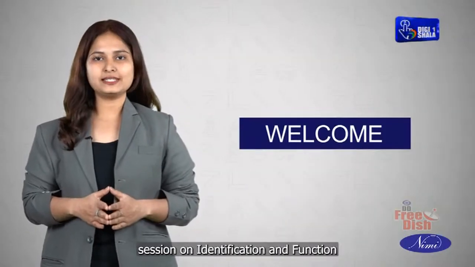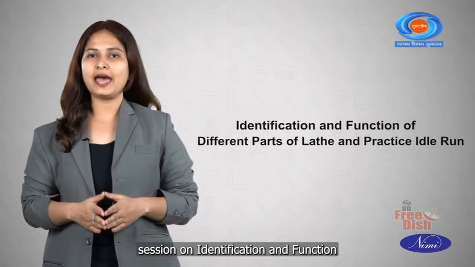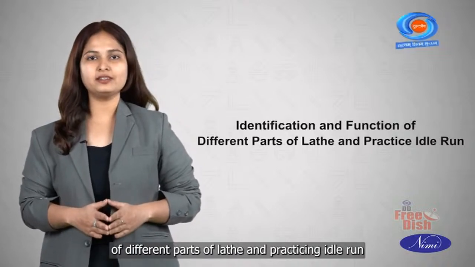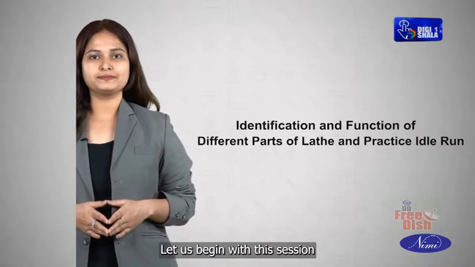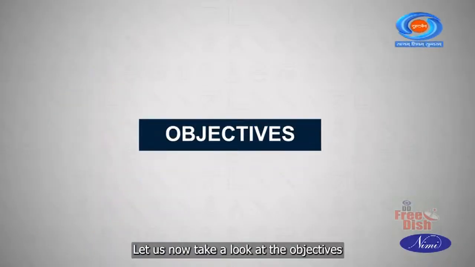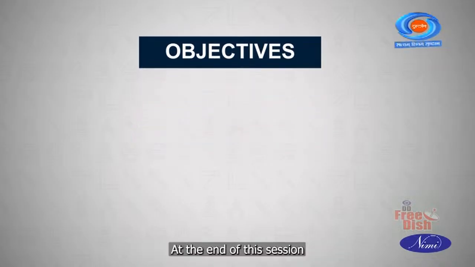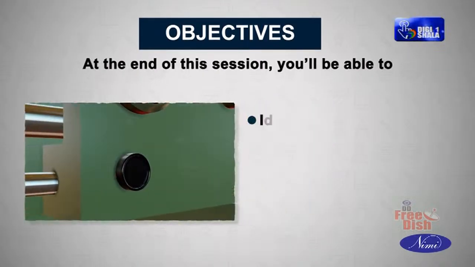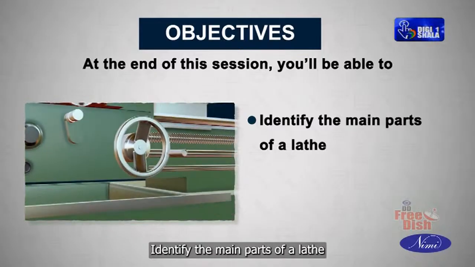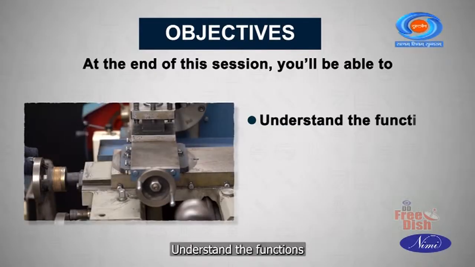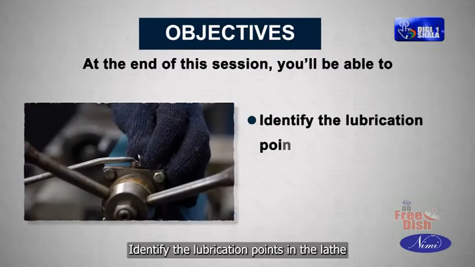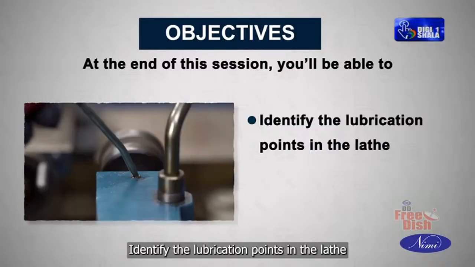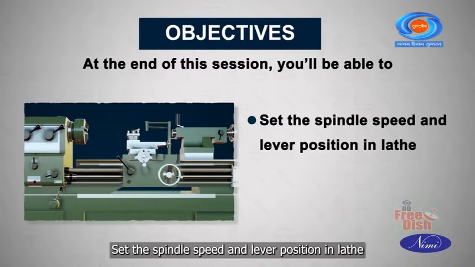Hello and welcome to the session on identification and function of different parts of lathe and practicing idle run. Let us begin with this session. Let us now take a look at the objectives of this session. At the end of this session, you will be able to identify the main parts of a lathe, understand the functions of the parts of a lathe, identify the lubrication points in the lathe, and set the spindle speed and lever position in lathe.